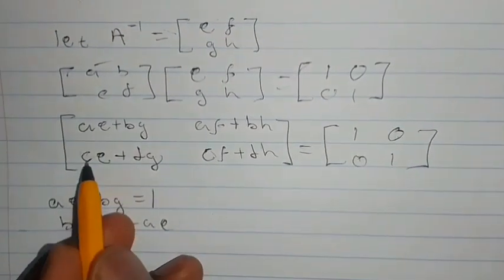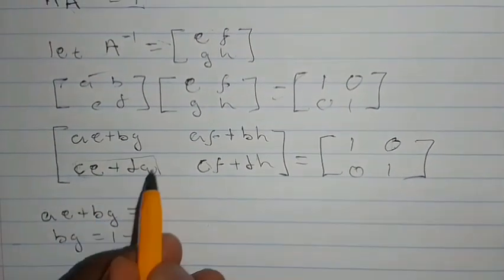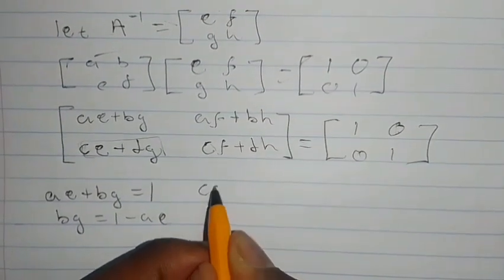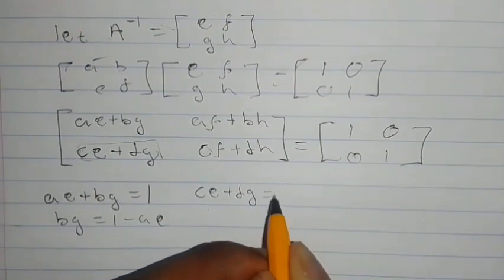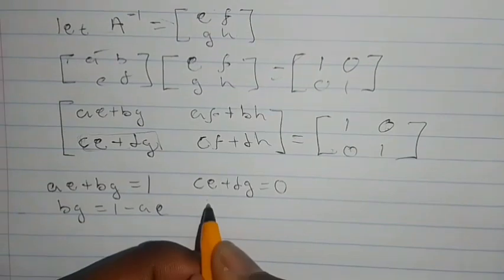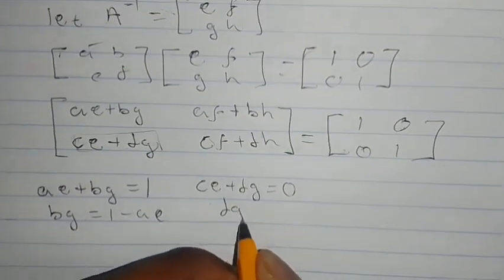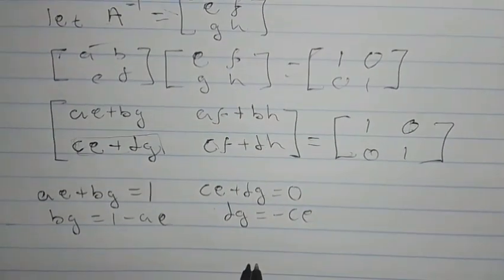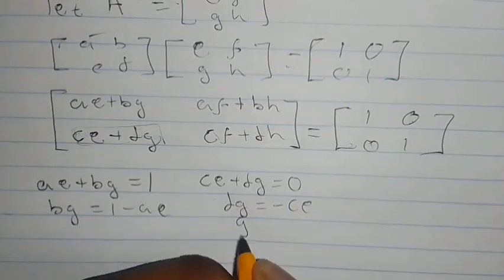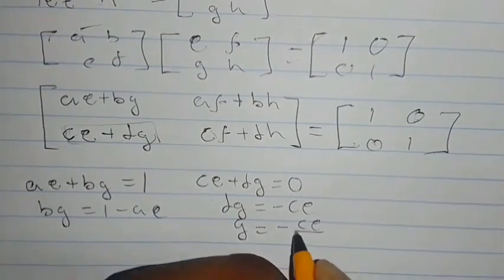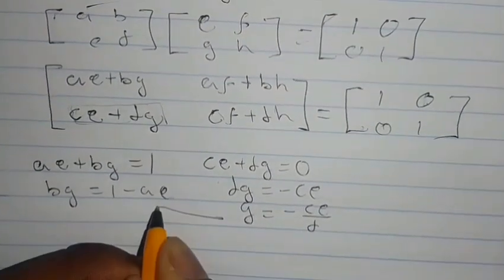Now ce plus dg will be 0, because we're just matching the corresponding entries here. And what does this mean? This means that dg equals minus ce. Then if we solve for g, g will be equal to minus ce over d. Then we can plug that in there.